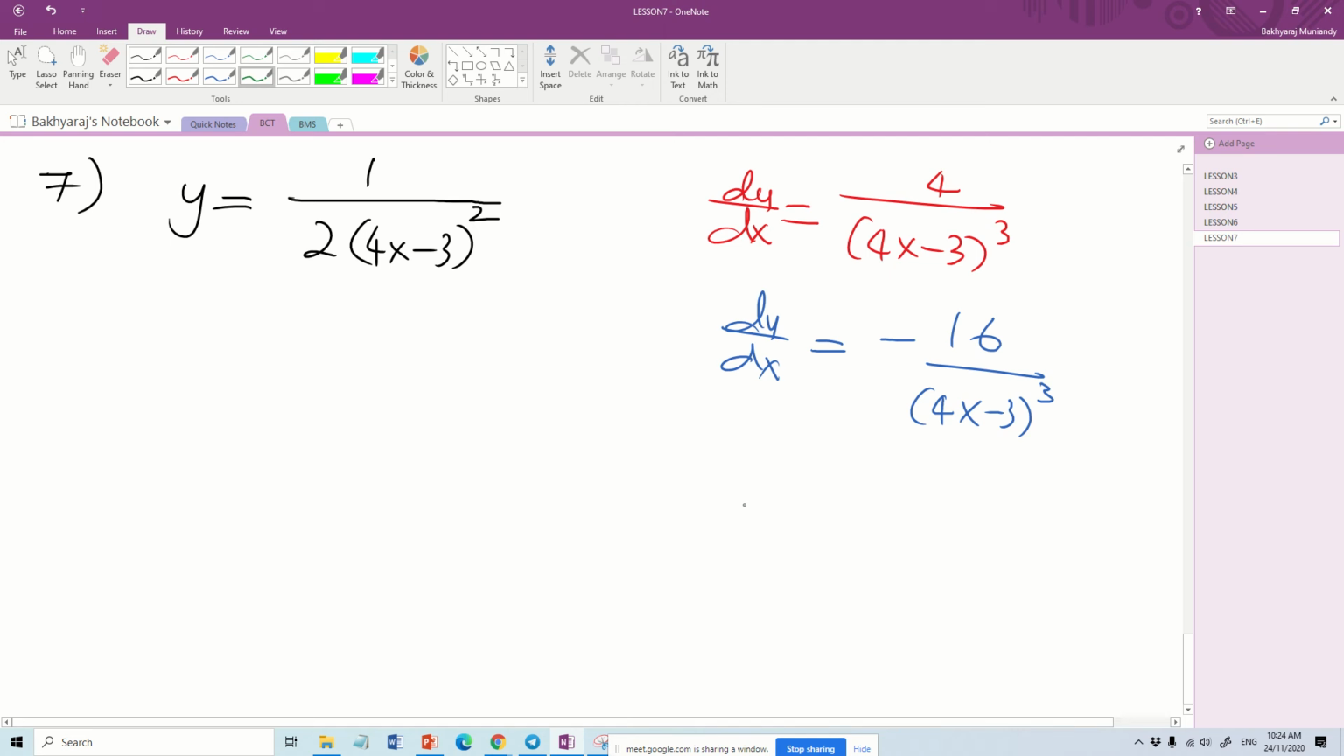Ada tak jawapan lain? Anyone want to try dy dx? Selain daripada ni, siapa-siapa yang ada tak yang lain nak cuba? Saya tak ada. Okay, Syakiri nak cuba? Saya sama tapi dia just negative 4. Negative 4 over. Oh, you dapat negatif lah. Okay, kita tengok. Okay, faham. Syakiri dapat negatif 4.